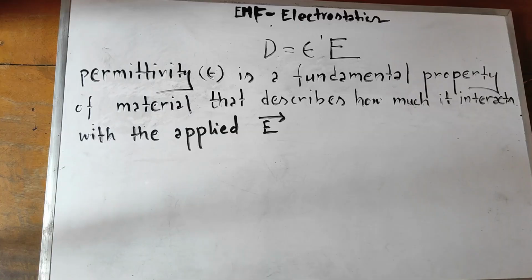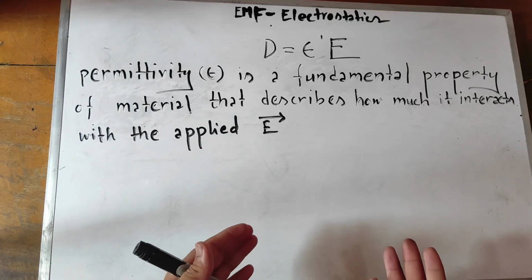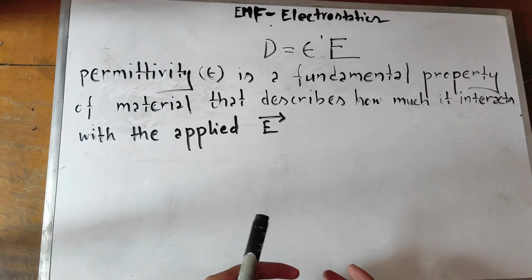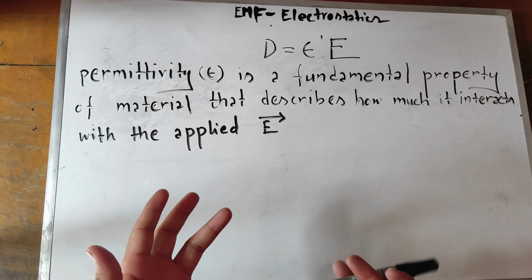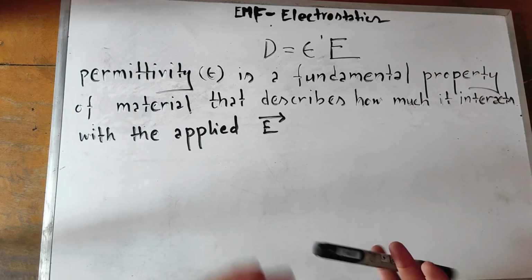Which is quantified by the term called permittivity, or electric permittivity, expressed as the Greek letter epsilon. Permittivity is a fundamental property of material, so it is a material property. From material to material, this property changes, hence not all materials interact with electric field the same. That's what this epsilon tells us.